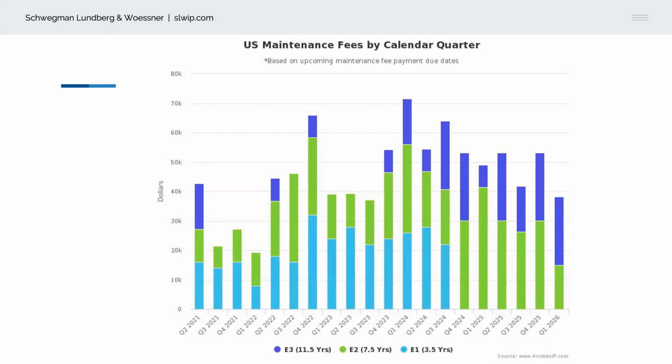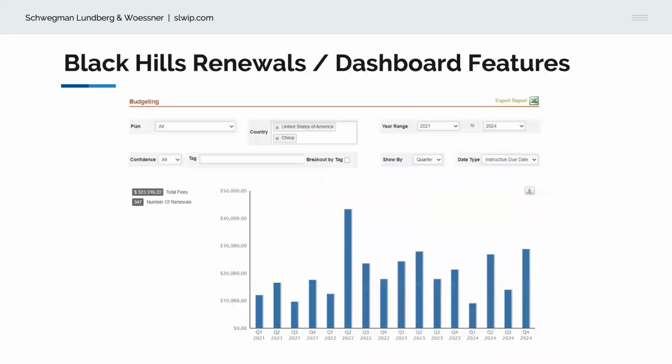Okay, this is just a sample of a report you can generate to show you the maintenance fees that are coming up on your portfolio. This is generated again from Acclaim IP, and it shows US maintenance fees by calendar quarter. So you can use this to budget or to prune your portfolio.